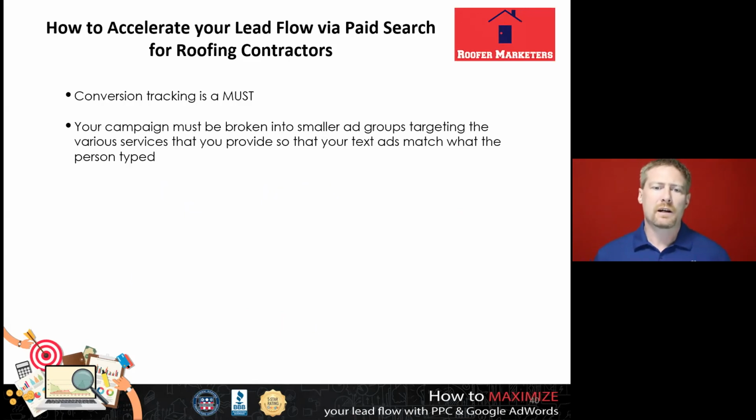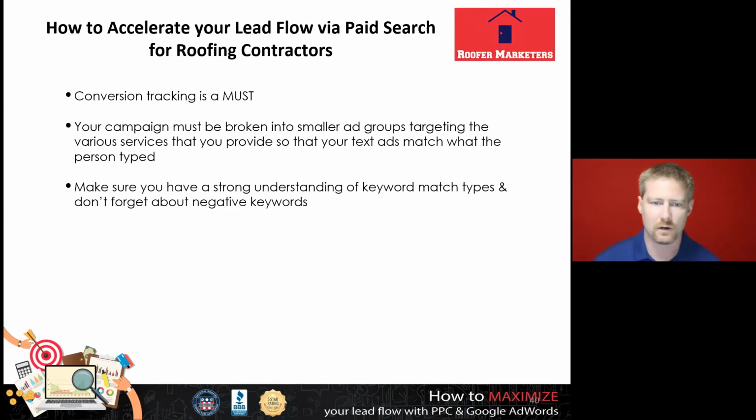So again, we talked about conversion tracking as a must. Your campaigns must be broken down into smaller ad groups, targeting various services specifically that you provide, your text ads to match what the person typed in, and so that you can send them to a specific landing page that has that, right? A strong understanding of keyword match types, and not forgetting about negative keywords. Don't forget about what you don't want to show up for, because that is sometimes more important, again, than what you do want to show up for.